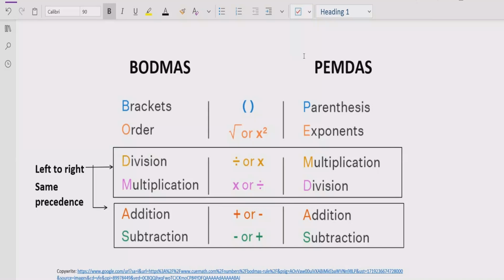So the rule says that if you have a bracket or parenthesis in your expression, first you have to solve that part. After that, you have to solve the exponent or the square root. After that, you have to go left to right in your expression and find the division and multiplication. If multiplication is coming first, you have to solve the multiplication first. And if division is coming first, you have to solve the division first. Similarly, for addition and subtraction, we have the same rule. We can solve addition first if it is coming first. If we are going left to right, we have to see which operation is coming.